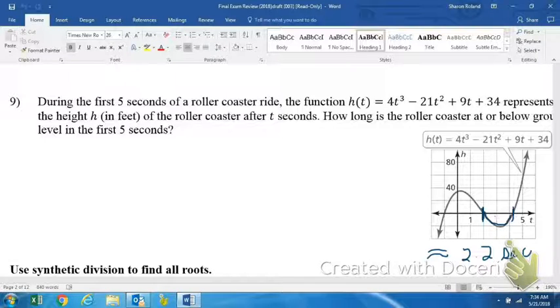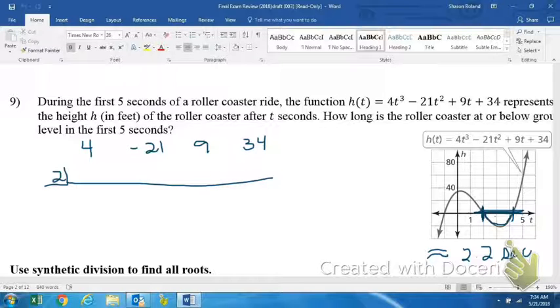So let's just check it out. We're basically looking for our zeros. If we can find where it passes this level, we can find the time. Because we know that the first one that crosses is at 2, we're going to put 2 in, and you have 4, negative 21, 9, and 34. We'll put 2 in here. Make sure that it goes in perfectly.